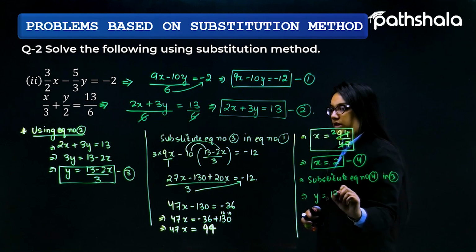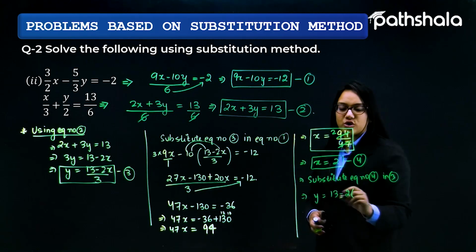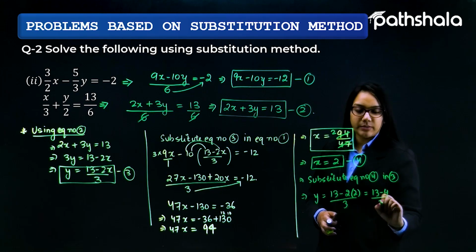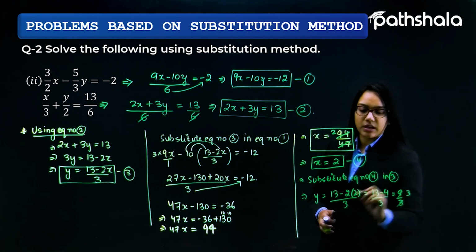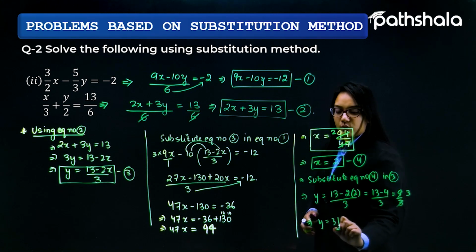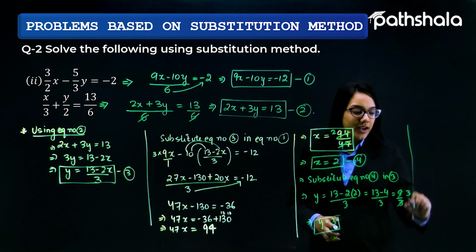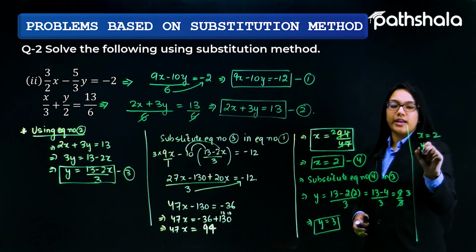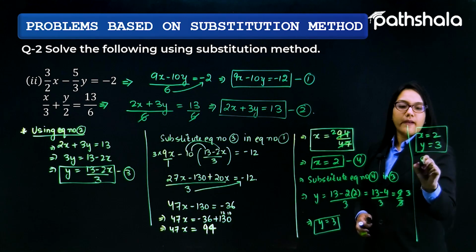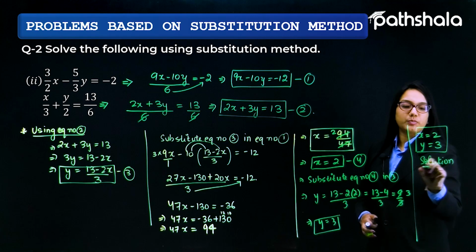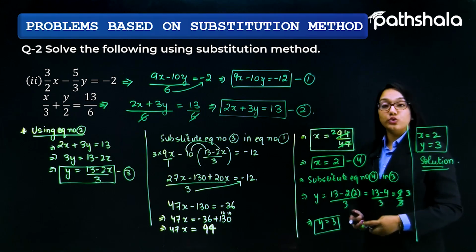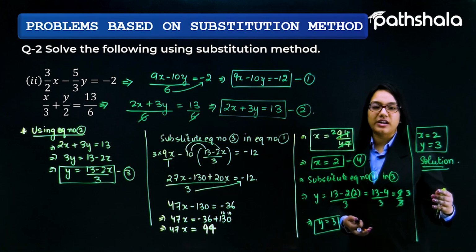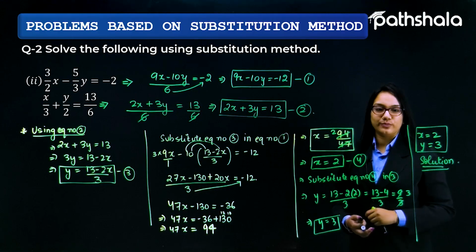So y is 13 minus 2x, divided by 3. What is the value of x? x is 2. So this is (13 minus 4) divided by 3, which means 9 by 3, which is 3. So y comes out to be 3. At the end, we are getting the solution as x equal to 2 and y equal to 3. This is the solution for this pair of linear equations using the substitution method. I hope each and every step related to this question is clear to you.